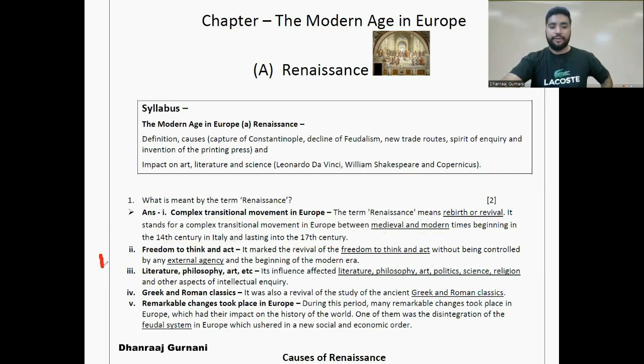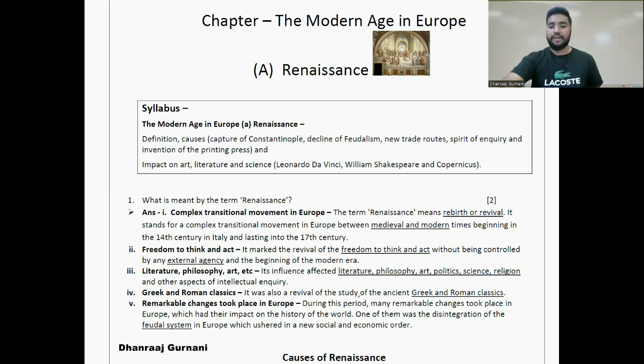Point number 2, freedom to think and act. It marked the revival of freedom to think and act without being controlled by any external agency, and hence it began the starting of the modern era, or it marked the beginning of the modern era. So second point says you are free to think, you're free to act, there is no external agency controlling you. Modern era has started, in which subjects, basically practically all subjects, literature, philosophy, art, politics, science, religion, and other aspects of intellectual inquiry. Point number 4, Greek and Roman classics.